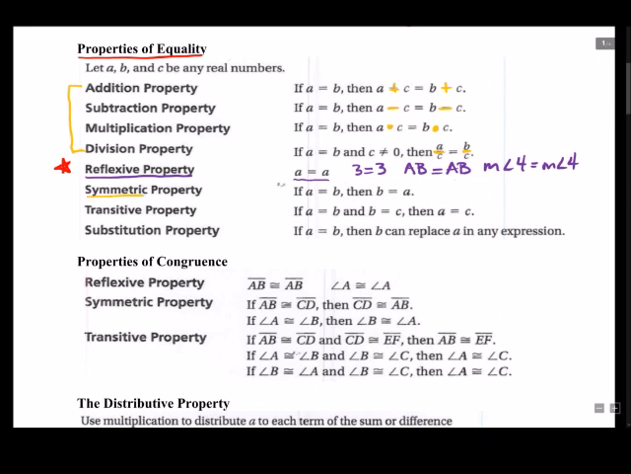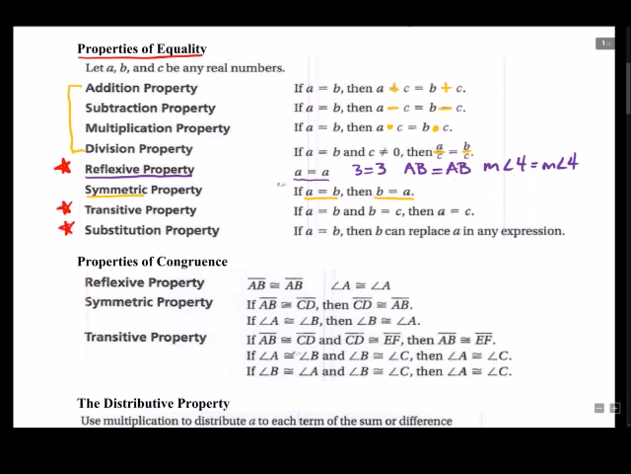Now, the symmetric property, we don't really use it much, but you should recognize it from algebra. It lets us switch the sides of an equation, and you may have used it to make something easier to read or easier to work with. It's not one of the big ones that we are going to be using.